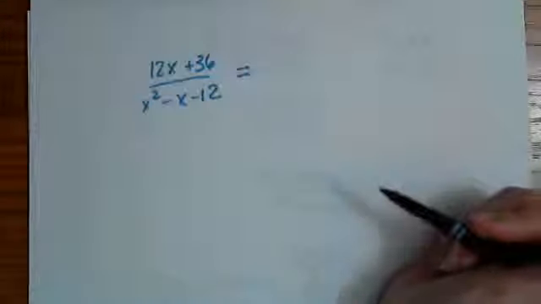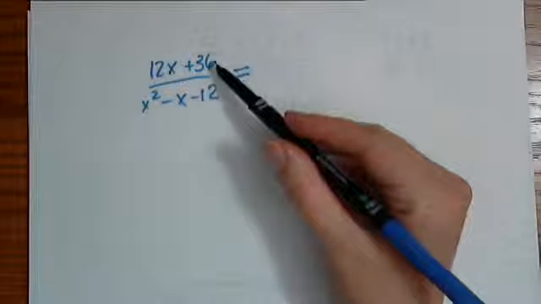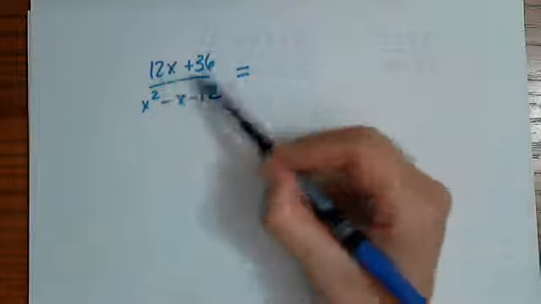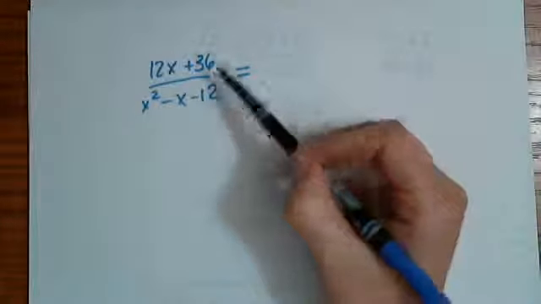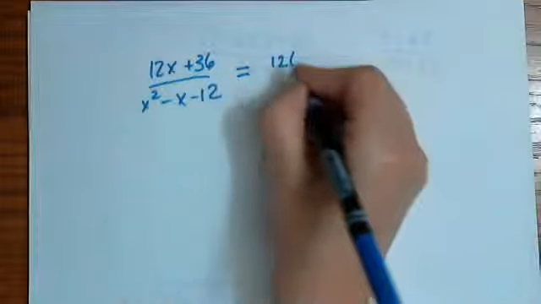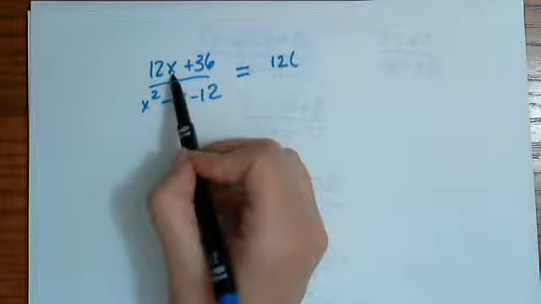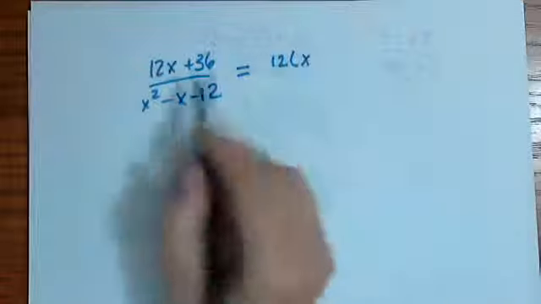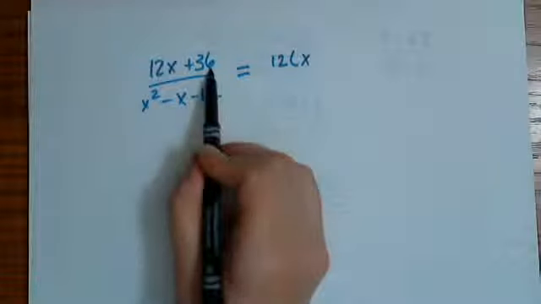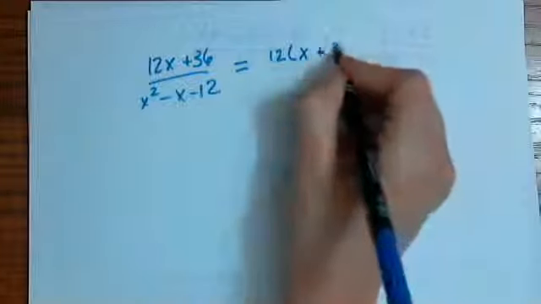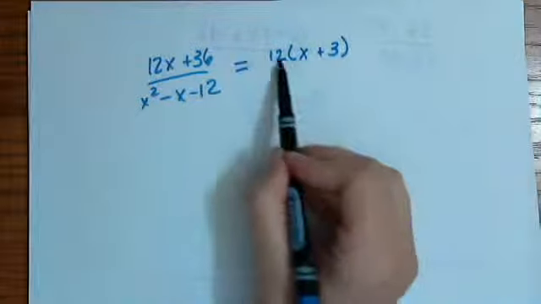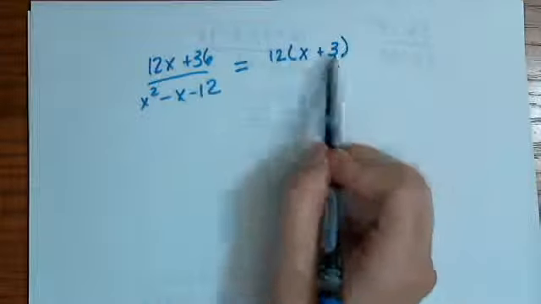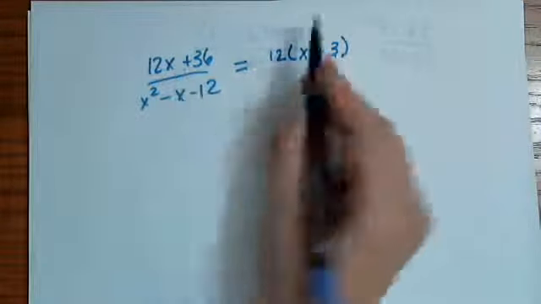If we factor everything we can, what are we going to do at the top? What's common to both of these things in the numerator? 12. When I factor a 12 out of the 12x, I will have an x left over. When I factor a 12 out of 36, I have 3. Make sure that when I distribute that through, I'm going to get back to this thing.